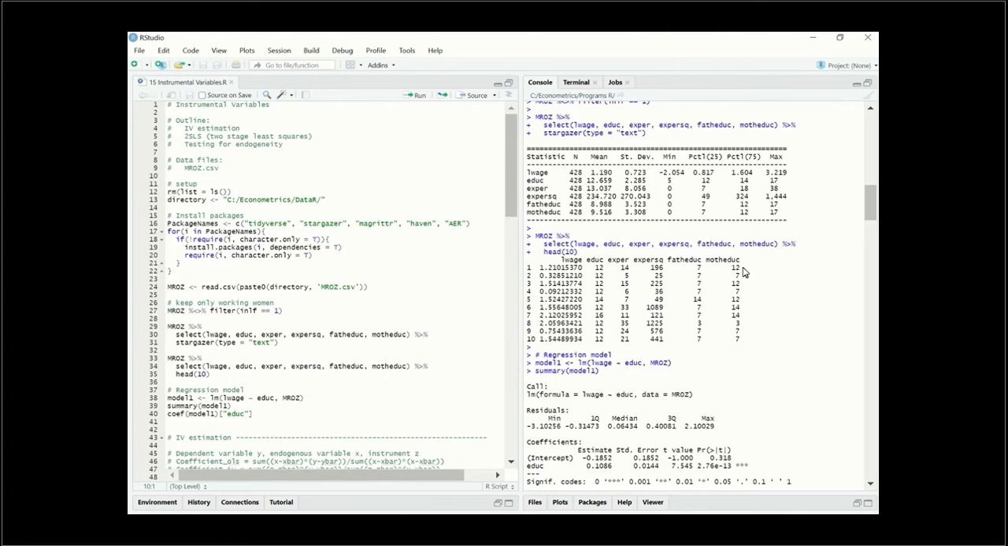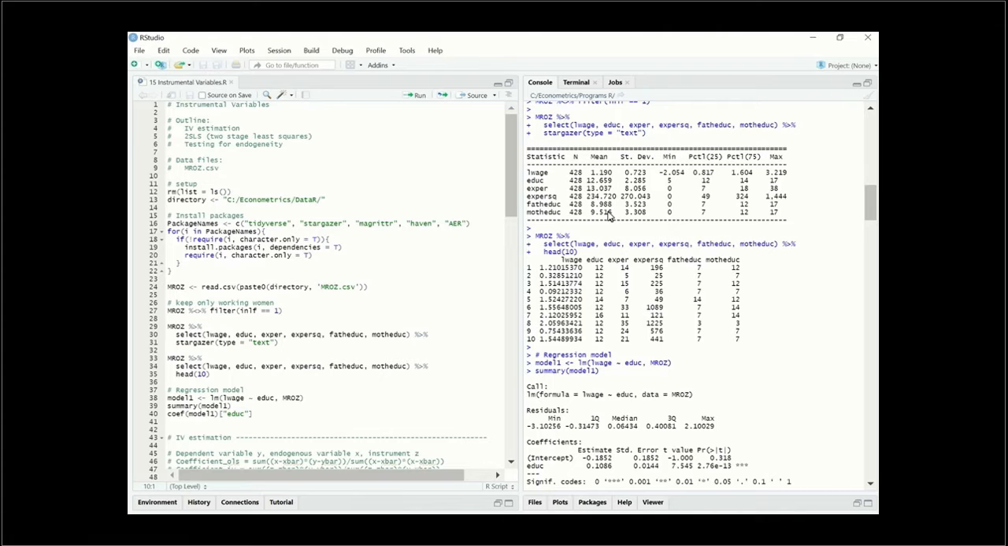And here, more observations for the rest of the data. And here we have the means of each of these variables. So again, the education for a person is 12 years on average, and the father's education is 9 years on average, and this is 9.5 years on average for the mother's education.